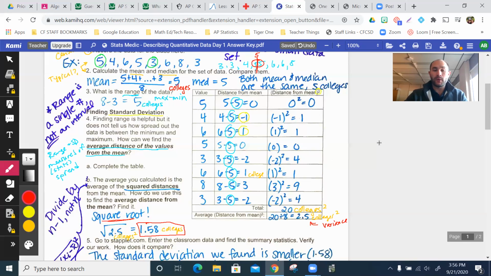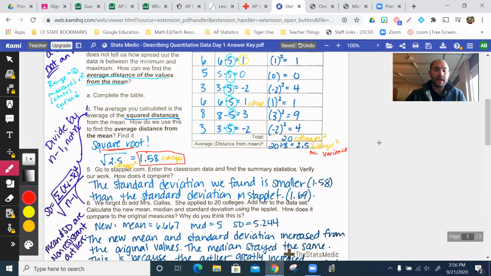So now this 1.58, what does that mean? That means that on average, the group's number of colleges varied about 1.58 colleges from the mean of 5.